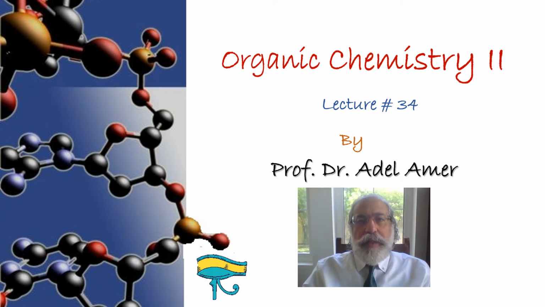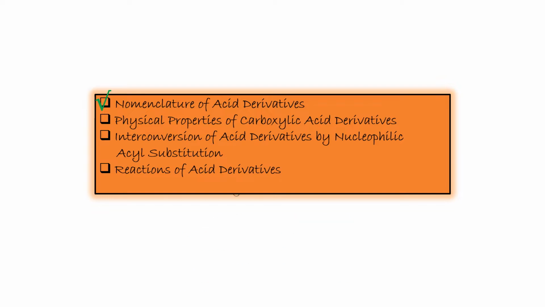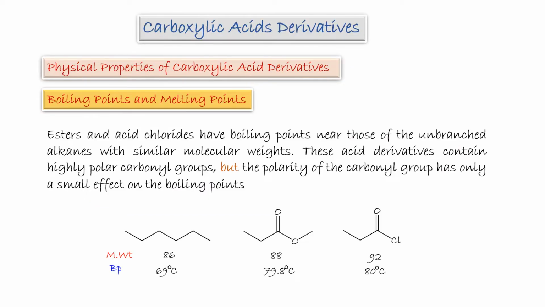Hello everyone, welcome to lecture 34, Organic Chemistry 2. Today we will continue on chapter 8, Carboxylic acid derivatives. We will cover the physical properties of carboxylic acid derivatives, interconversion of acid derivatives by nucleophilic acyl substitution. Let's start with the physical properties of carboxylic acid derivatives, the boiling point and melting point.